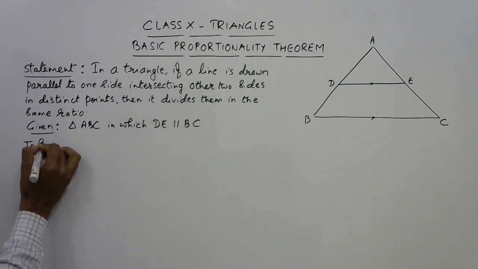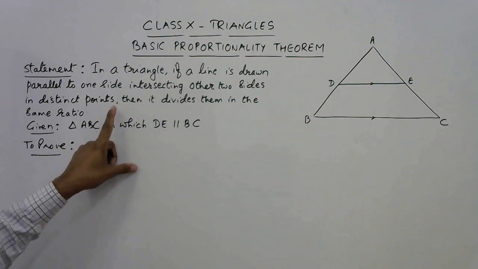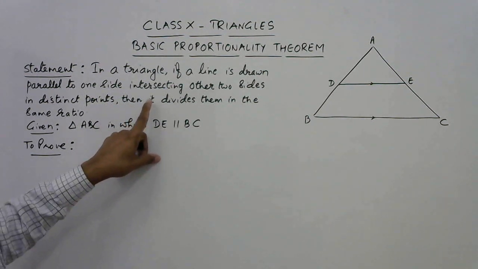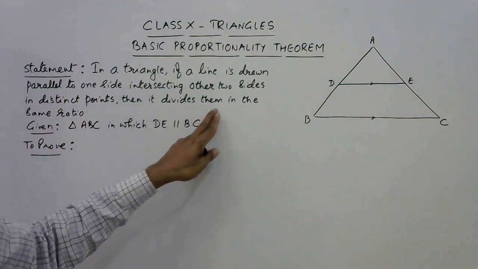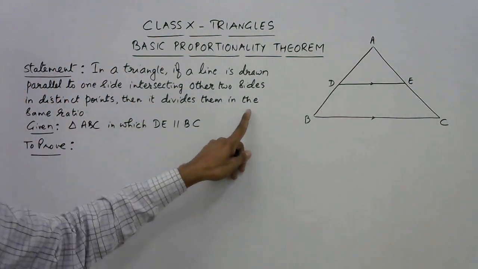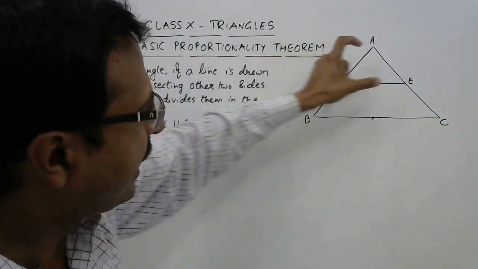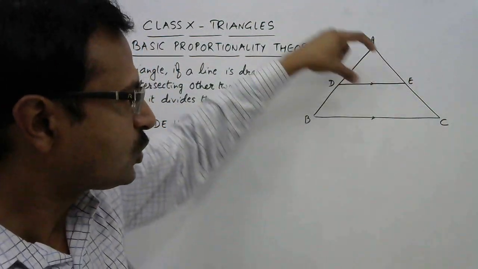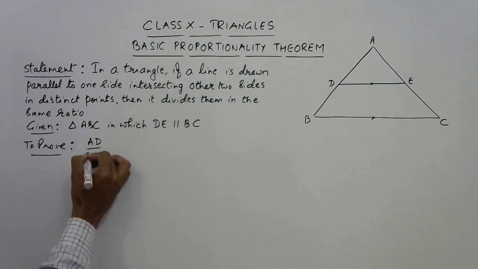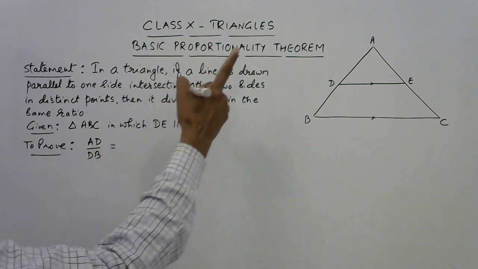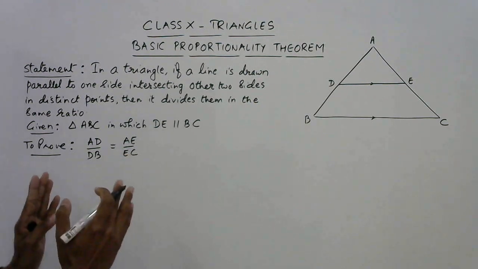Now what we need to prove? So we need to understand the remaining statement. Now in the remaining statement we have then, so from here the proof starts. It means the line DE divides AB and AC in the same ratio. So this DE is dividing AB in two parts and AC also in two parts. So the ratio of the two parts of AB, that is AD and DB, and the ratio of the two parts of AC, that is AE and EC, these two ratios are to be proved equal.